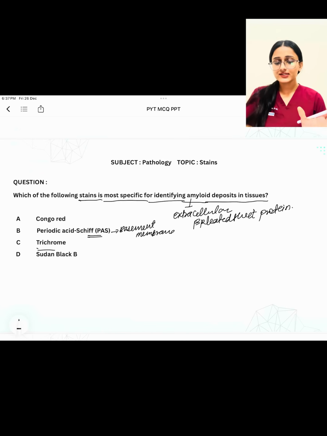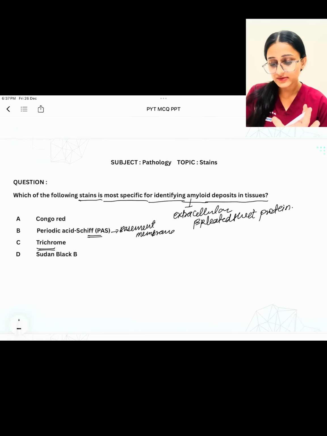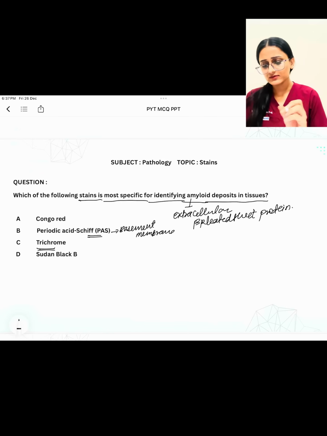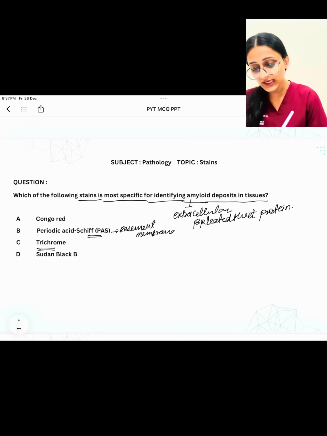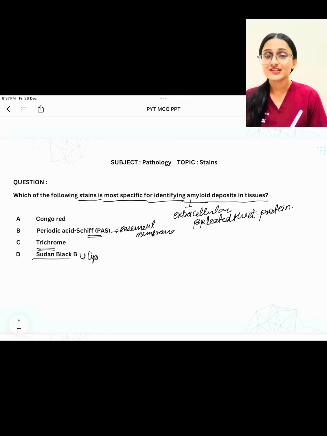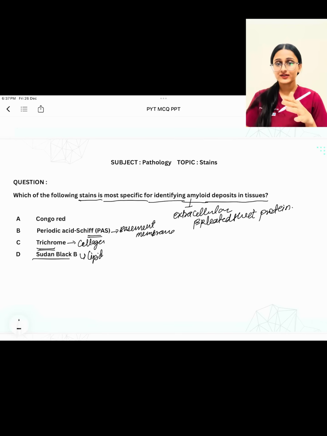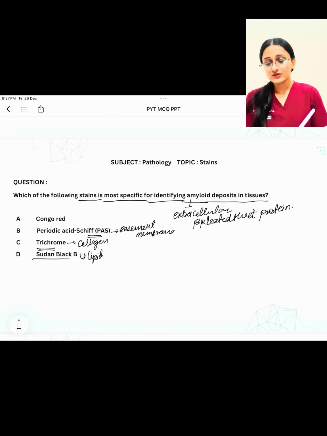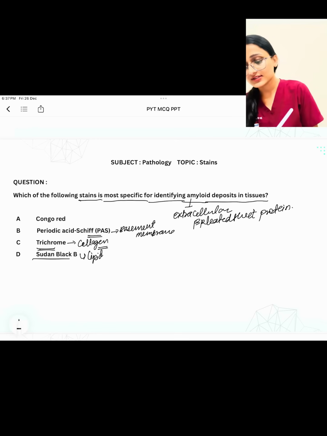Trichrome, I think it is related to some color or something. Okay, it will not be for amyloid definitely. Okay, Sudan black B is for lipid. See, trichrome is basically for collagen, it differentiates collagen and muscles. Okay, that is trichrome. So collagen and muscle differentiate करने के लिए we use this trichrome stain. So the answer will be Congo red.